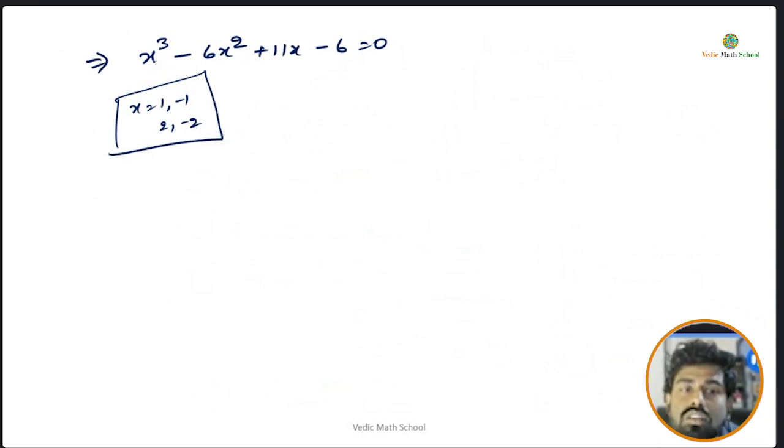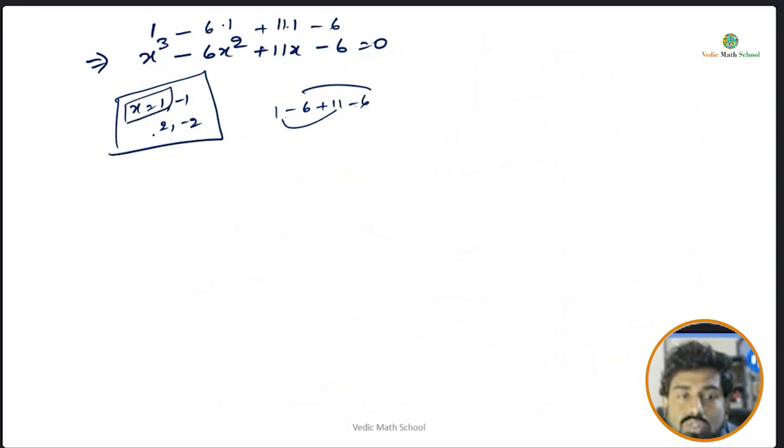Like if I put x equal to 1, this will become 1 minus 6 plus 11 into 1 minus 6. If you solve it, what you will get? 1 minus 6 plus 11 minus 6. Minus 6 and minus 6 is minus 12, and 1 plus 11 is 12. So 12 minus 12 is equal to 0. So it means x equal to 1 is one possible answer.